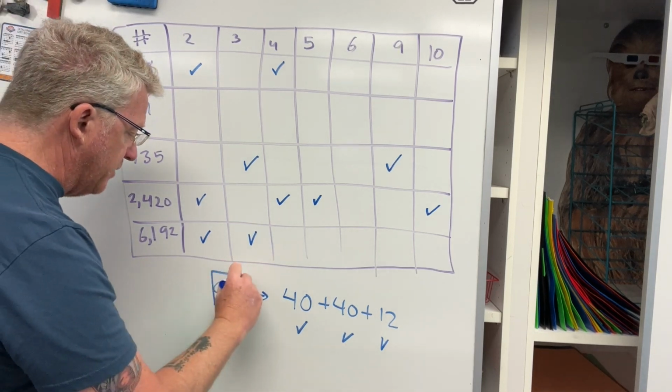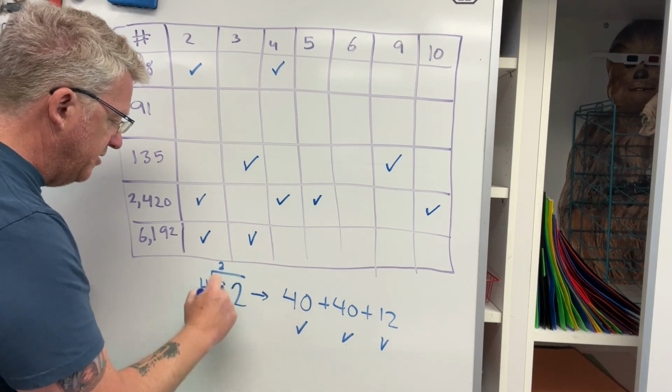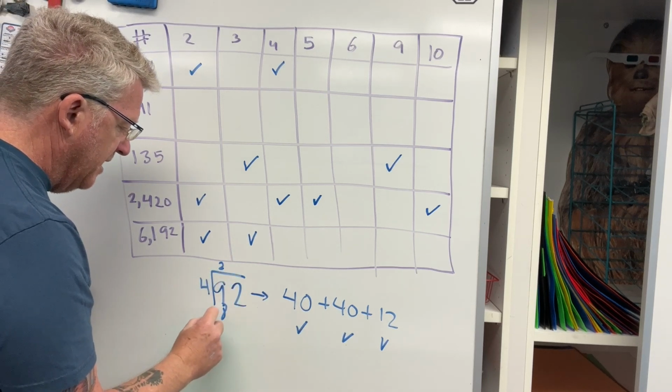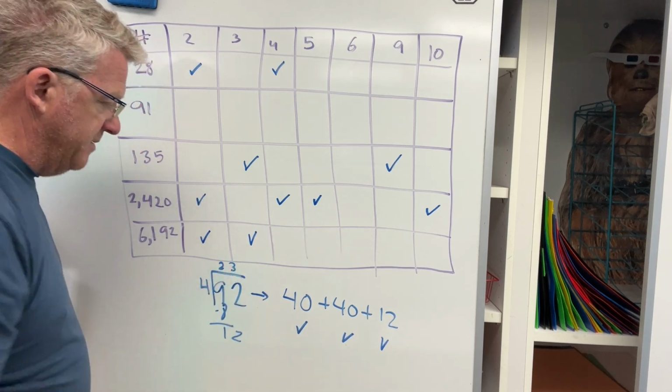If I did the division problem here, 4 goes into 9 twice. 2 times 4 is 8. Subtract, and I have 12. So it goes in 23 times.